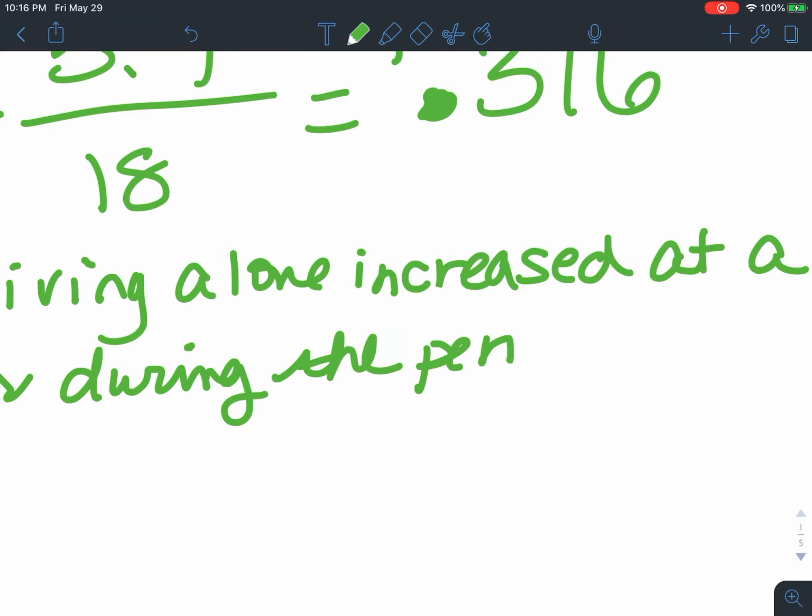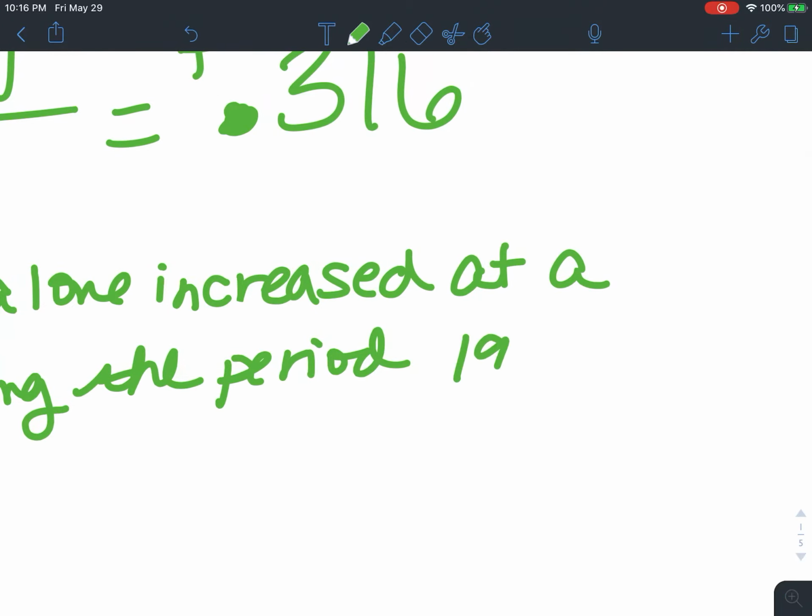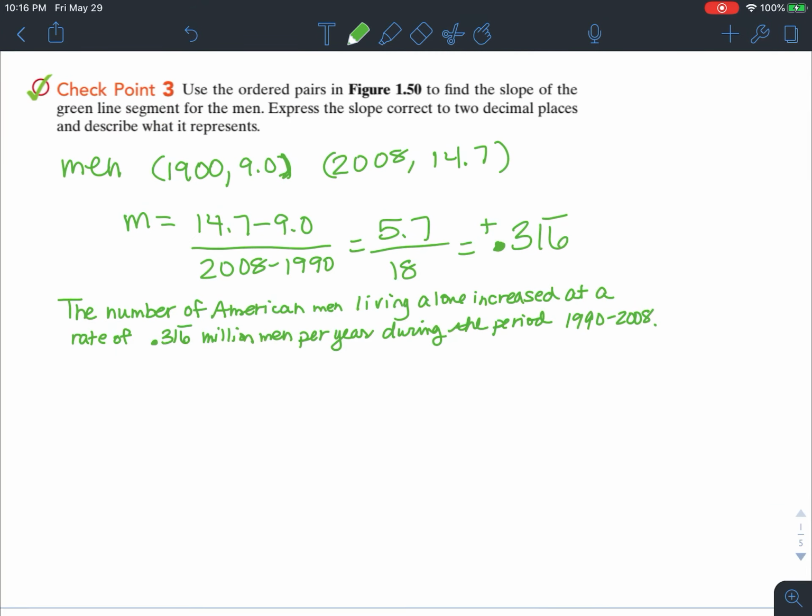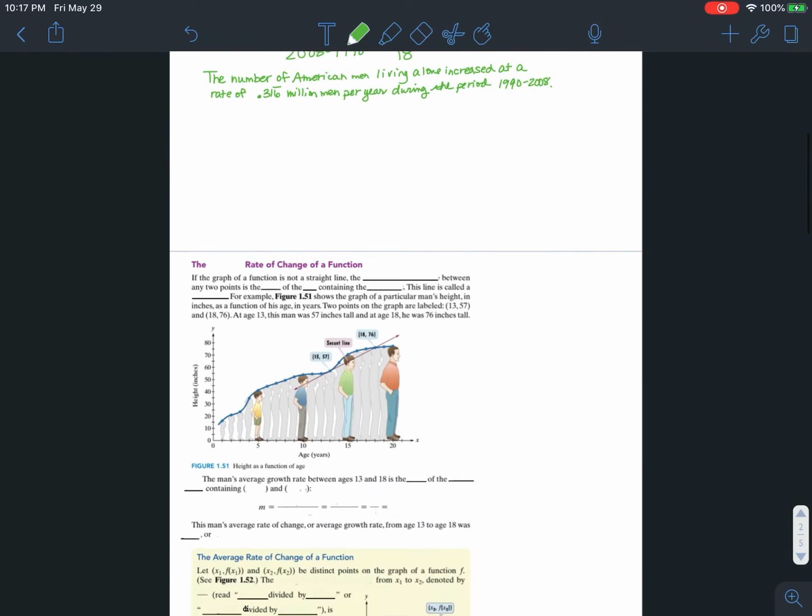During the period from 1990 to 2008. Okay. The words can be tricky. I know that I definitely taught my students how to write those words in Algebra 1. I taught them how to do it in Algebra 2 this year. I think I've taught it in pre-calculus, way early in the year, although I can't specifically remember, but it's really, really important.